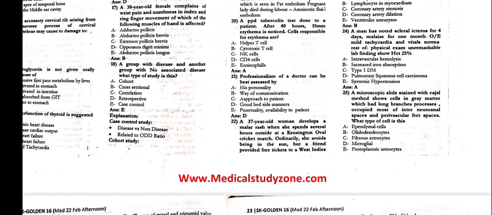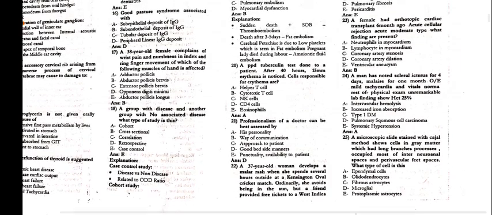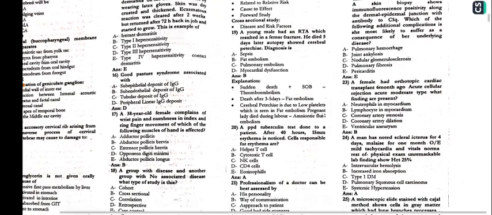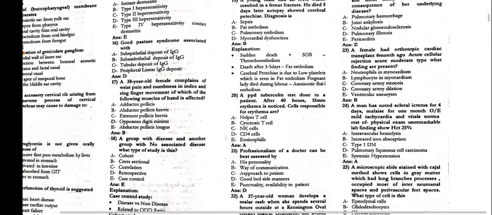Next, a lengthy scenario of a cricket match, and the woman has developed a malar rash. A skin biopsy shows immunofluorescence positivity along the dermal-epidermal junction with antibody to C1. Which of the following complications is most likely to develop here? That is pericarditis.